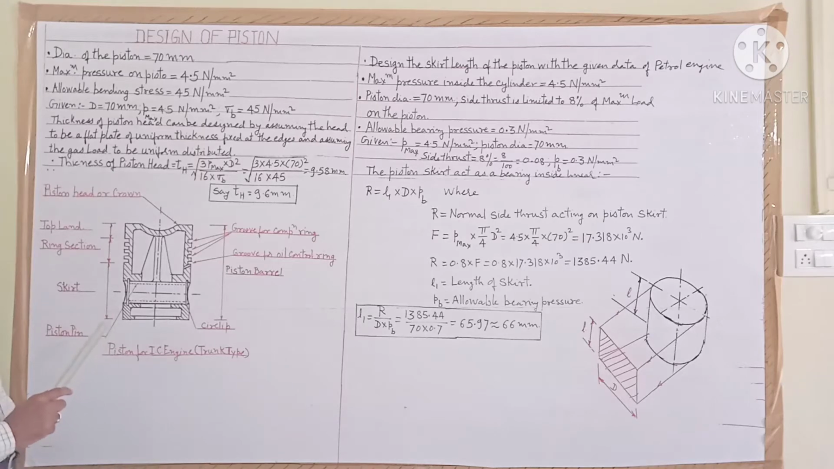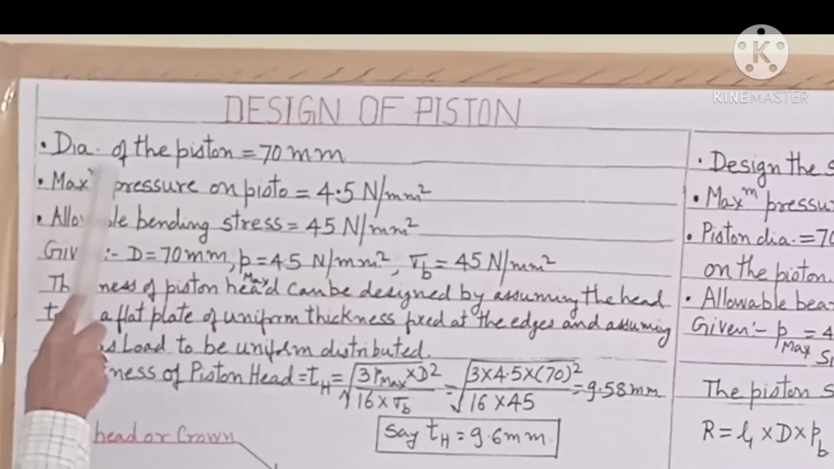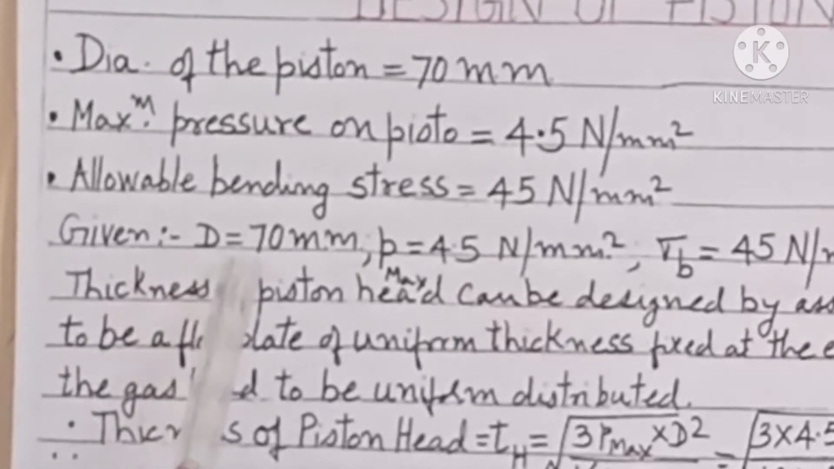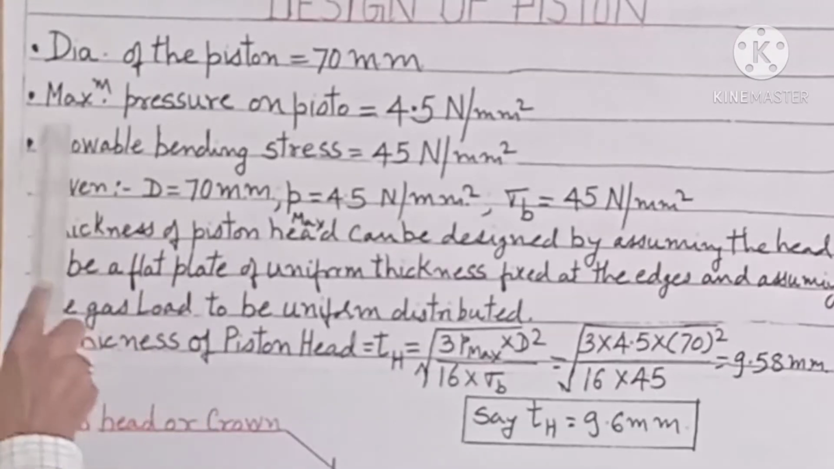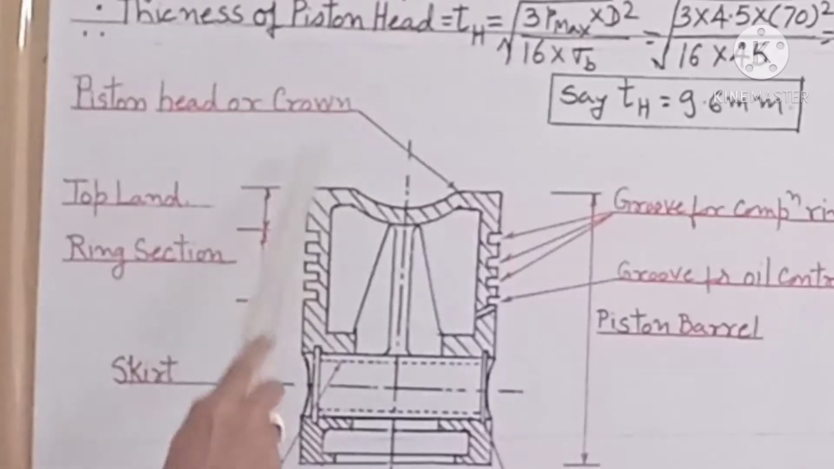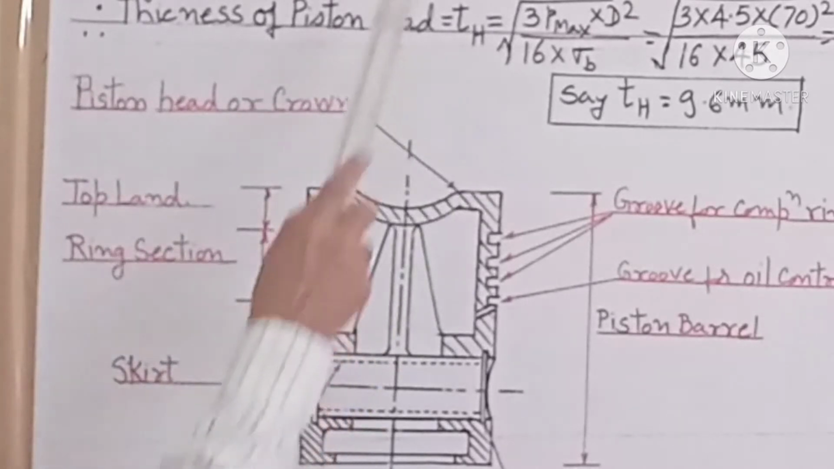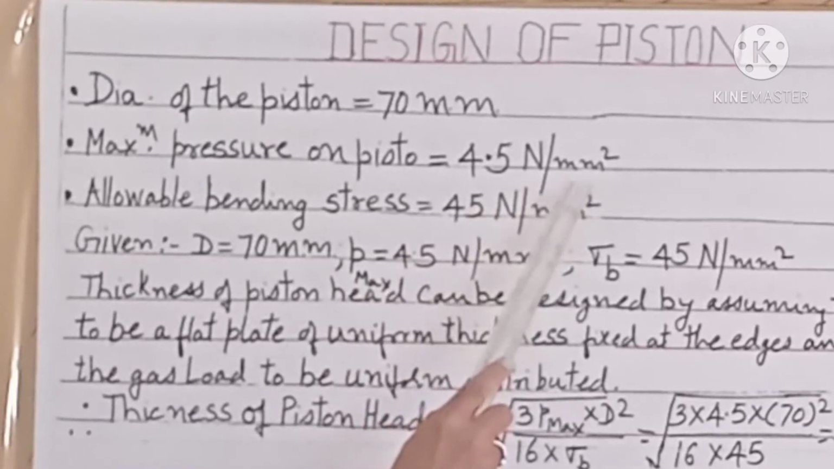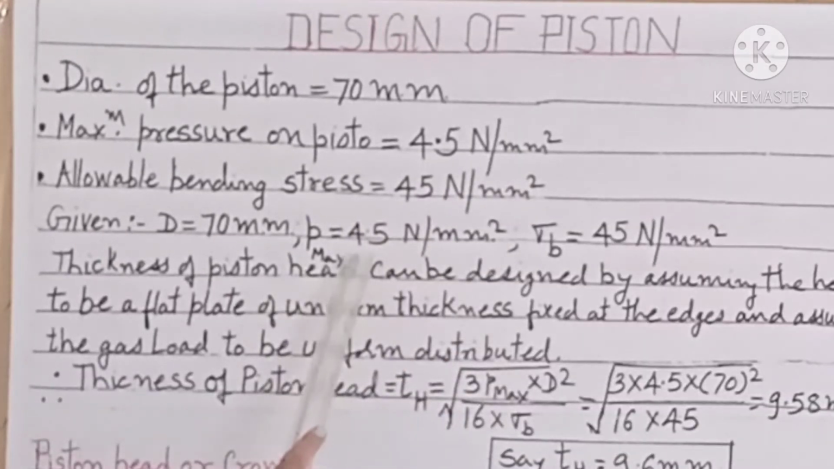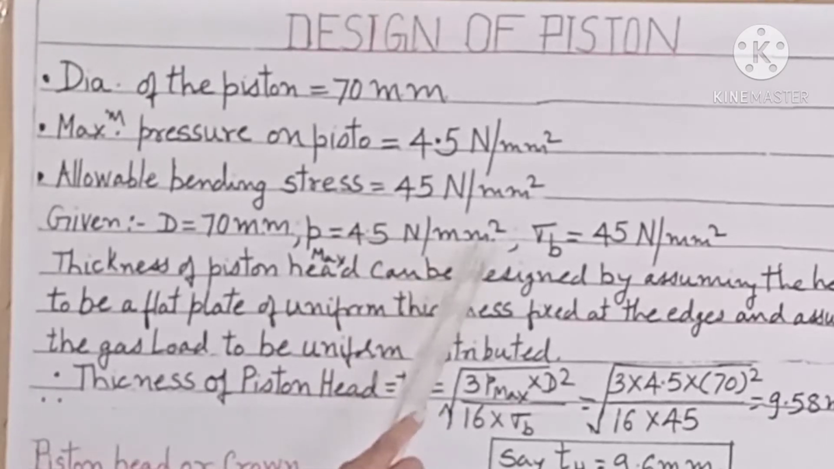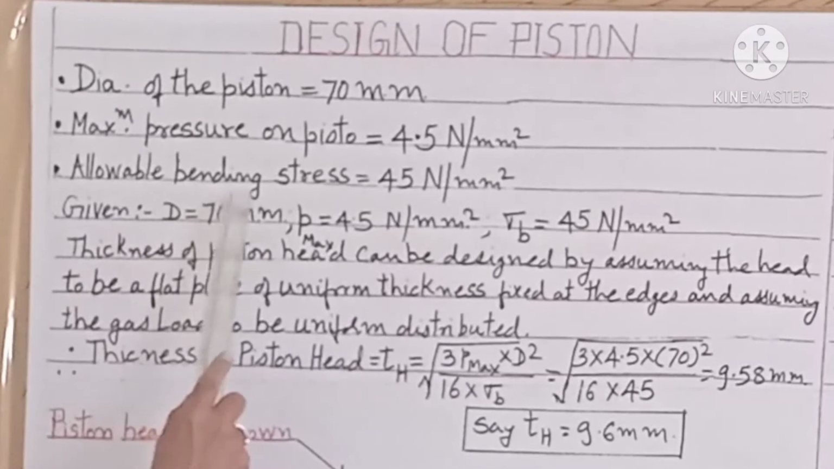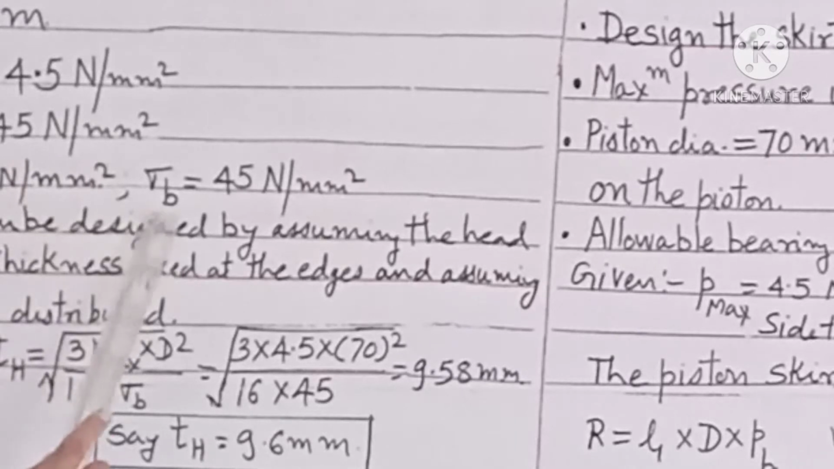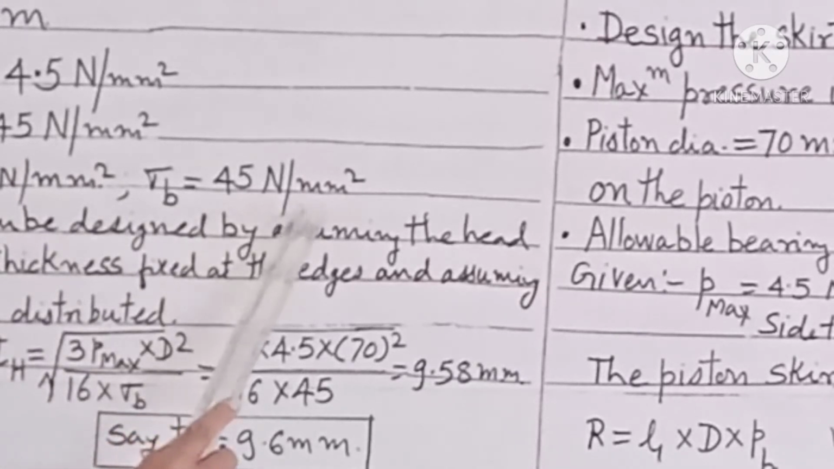Now we will have a numerical problem. Diameter of the piston 70 millimeter, D is equal to 70 millimeter. Maximum pressure on the crown of the piston is 4.5 Newton per millimeter square, so P maximum is equal to 4.5 Newton per millimeter square. Allowable bending stress is 45 Newton per millimeter square, so sigma B is equal to 45 Newton per millimeter square.